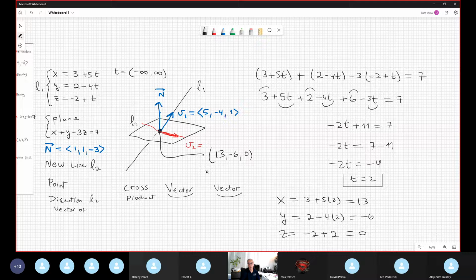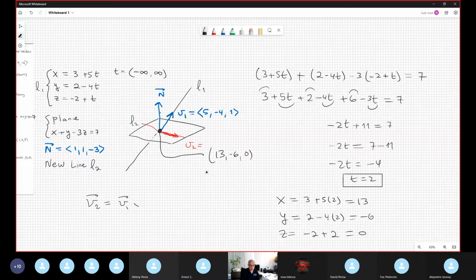Super cool. Okay, now what should I do? Find the direction vector B2. It's easy when you perform the cross product between the normal vector. Okay, basically B2 is equal to the normal vector, or B1 vector either way, B1 vector cross product normal vector.